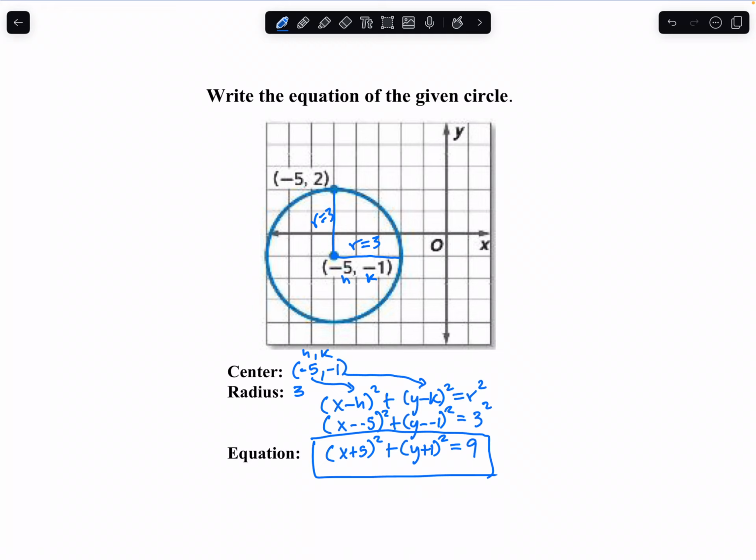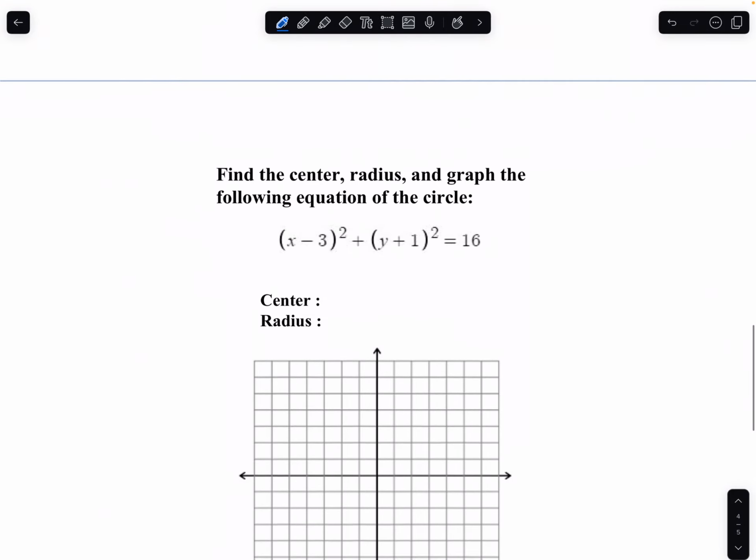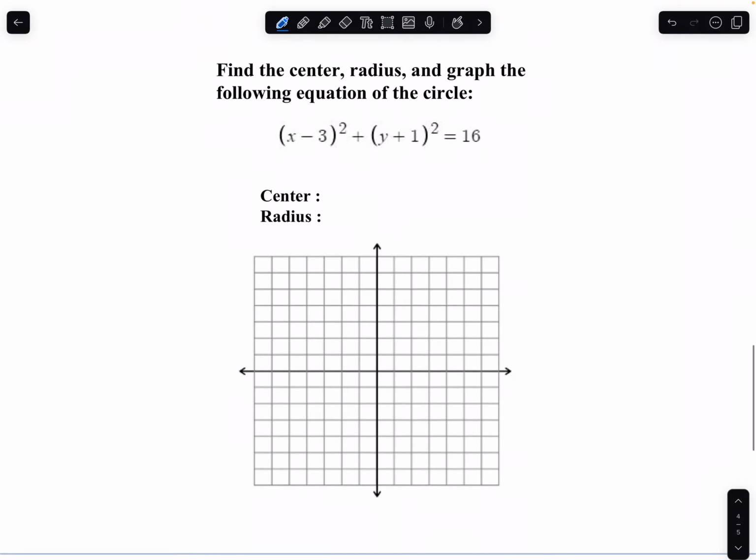And then earlier, we were given the information to draw the picture and find the equation. Let's go a slightly different route. Let's say that we are given the equation. Can we find the center and the radius from here, and go from there? Remember how the general equation is (x minus h) squared plus (y minus k) squared?